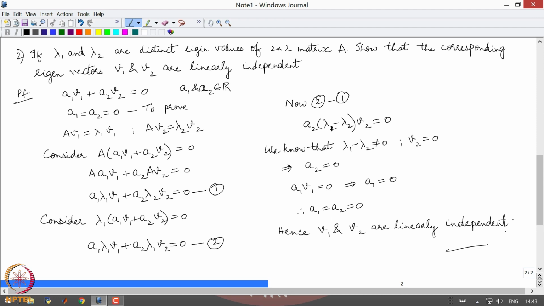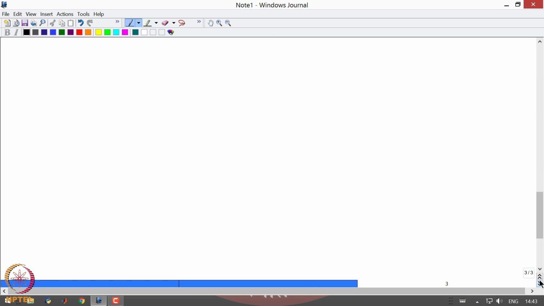So, this is the end of the proof. Now, you can actually prove this for any number of n distinct eigenvalues and corresponding n eigenvectors. So, this can be extended to any number. So, now we will prove the Cayley-Hamilton theorem, which was introduced during one of the lectures of this week.